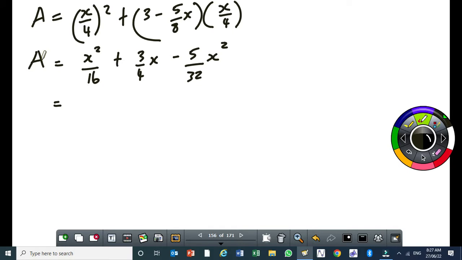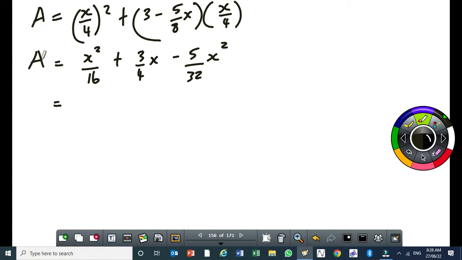I have just simplified this x over 4 squared, it gives you x squared over 16. Then 3 minus 5 over 8x is the length of the rectangle, times x over 4. But I think it's better for us to just find a common denominator, isn't it? So let's find a common denominator. Our LCD is going to be 32. Do you see that?